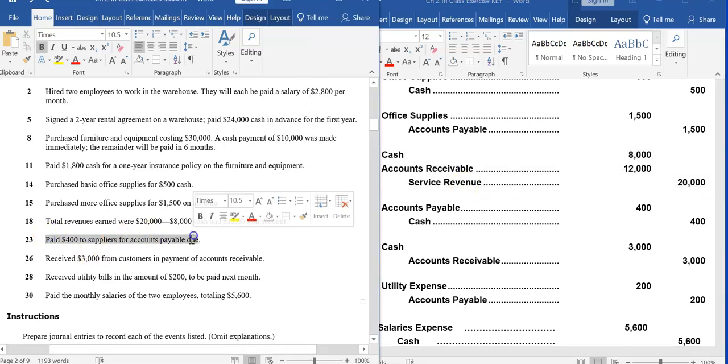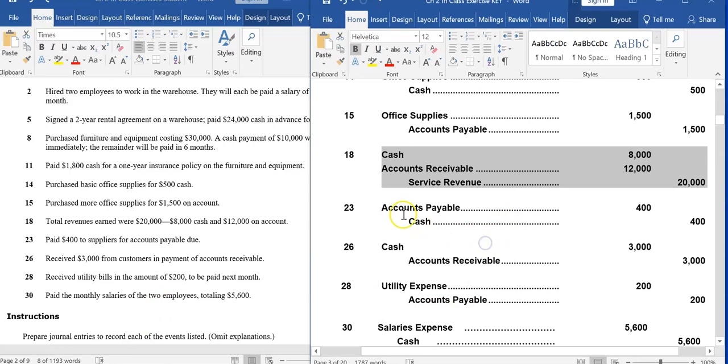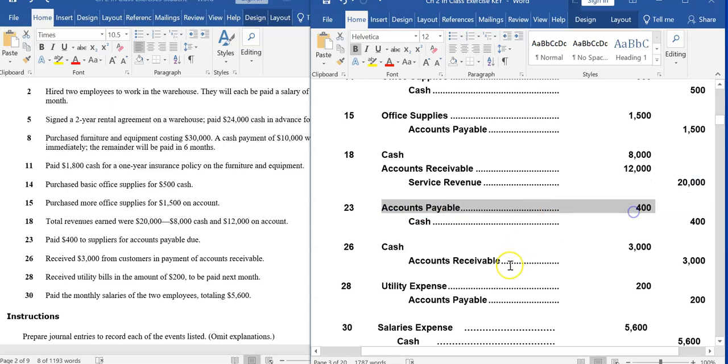On the 23rd, we paid $400 to suppliers for accounts payable due. Accounts payable reflect the amounts that we owe to others. They are our liability. We are paying off $400 of that liability. If we are paying off liabilities, our liabilities are decreasing. To decrease the liability account, we debit it. So we will debit accounts payable to show that it has decreased. We've paid off some of what we owe. We used cash to pay off that liability. Cash is an asset, so to decrease it, we credit it.